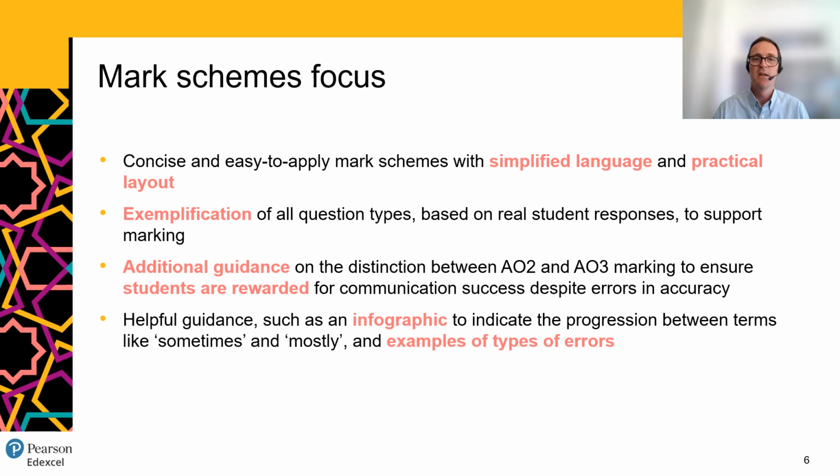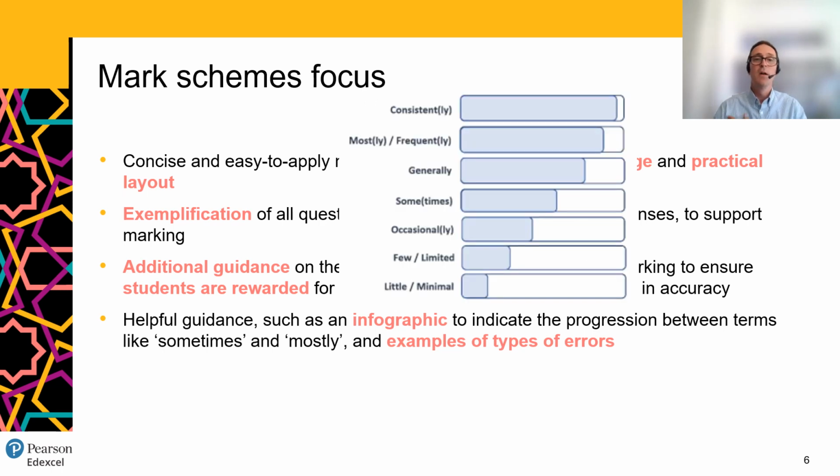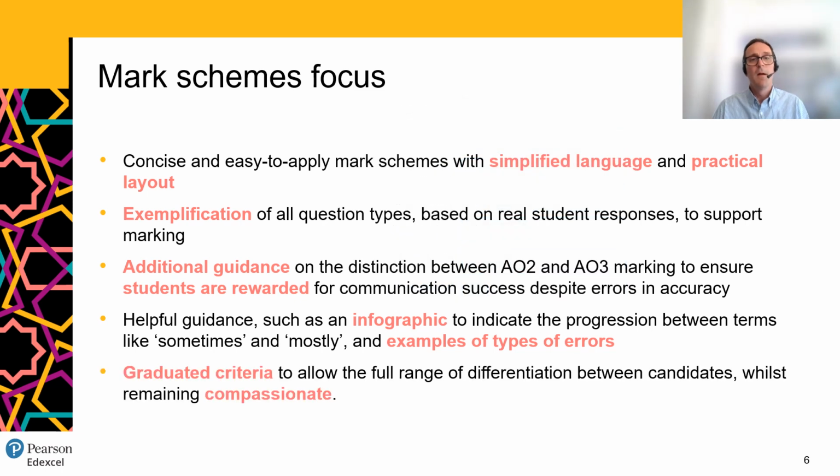There's helpful guidance as well, such as the infographic just shown on screen now, to indicate the progression between terms like sometimes and mostly, and examples of the type of errors they could be making. And finally, there's a graduated criteria to allow the full range of differentiation between candidates while remaining compassionate.